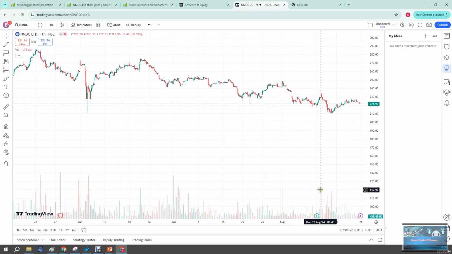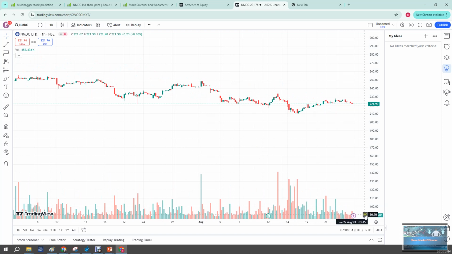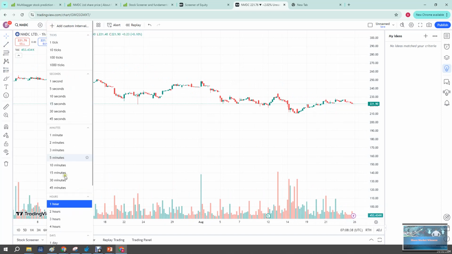If you can see from here, the volume is being traded, and you will be able to see the volume chart below as well. Okay, how much volume of transactions happened in a day.